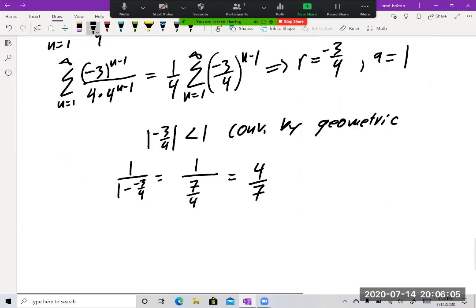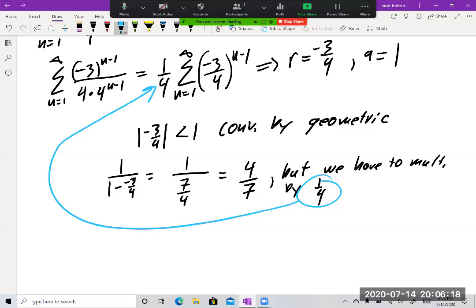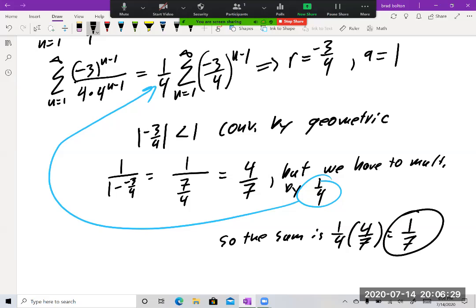However, if you recall, we have to multiply by 1/4, right? This guy right here, we got to keep track of him. So the sum is 1/4 times 4/7, which is 1/7. That's our actual sum of this geometric, okay? And remember, again, I said it was convergent by geometric, all right?